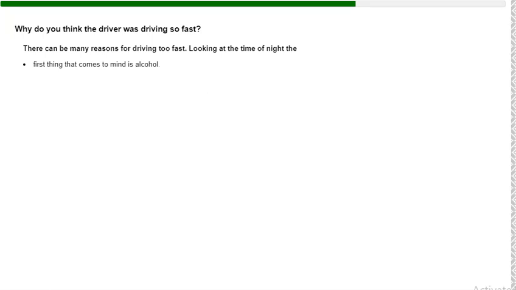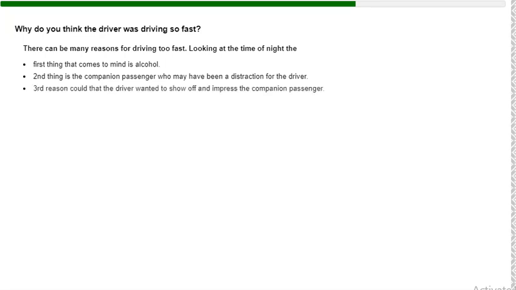Why do you think the driver was driving so fast? There can be many reasons for driving too fast. Looking at the time of night, the first thing that comes to mind is alcohol. Second thing is the companion passenger who may have been a distraction for the driver. Third reason could be that the driver wanted to show off and impress the companion passenger. Fourth is the sports car, which may encourage the driver to drive fast, especially on the road at night with less traffic. How to avoid this kind of crash?